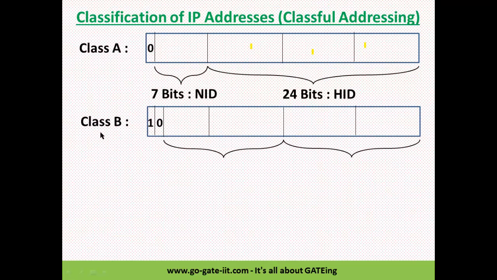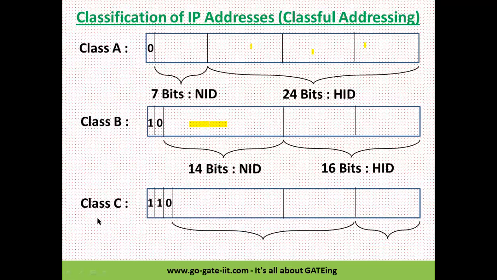Similarly, the next classification is class B. In class B, we have 2 octets that belong to NID and the rest of the 2 blocks belong to host ID. Out of these 2 blocks, we have 1 0, that is the first 2 bits are fixed, and the rest of the 14 bits belong to NID and 16 bits for host ID.